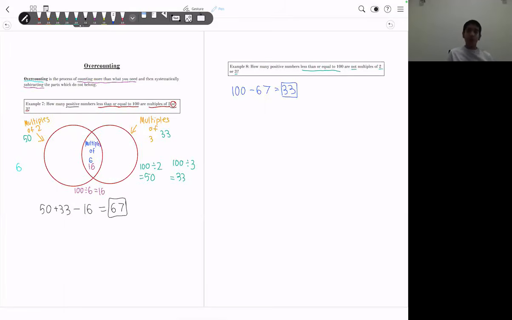And again, we have overcounting, which is the process of subtracting it out. So make sure to think about what you're actually counting, and make sure there are no duplicates, and we subtract those duplicates off. And that's pretty much what overcounting is.